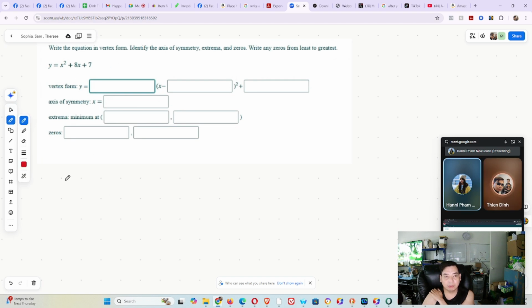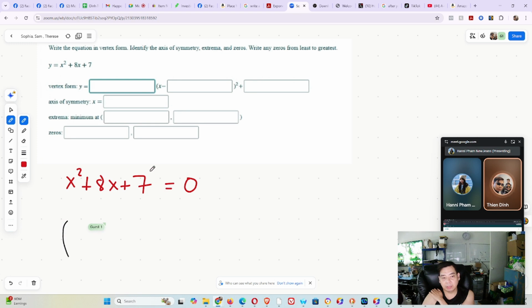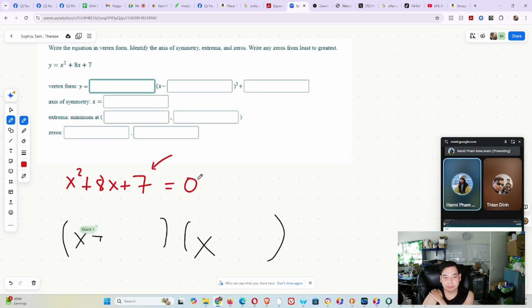Okay, so let's switch this into vertex form. First, what we're gonna do here: we got x squared plus 8x plus 7. Let's set it equal to 0 for now. Now, for this to be a perfect square, what does this last number have to be? What does the constant have to be? We just did like 5 problems like this, remember?